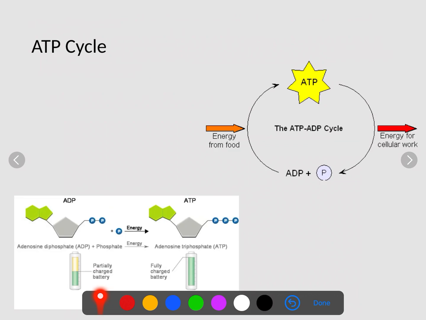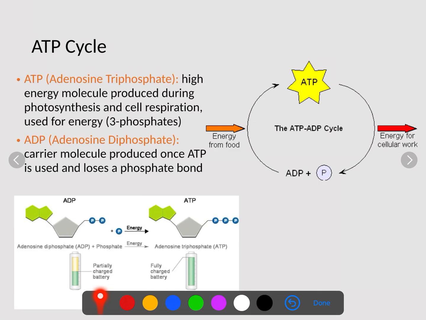Now, ATP is very important. ATP is one of the most important molecules in biology. ATP stands for adenosine triphosphate. Again, it is a high energy molecule produced during photosynthesis and cellular respiration. The key is those three phosphates.